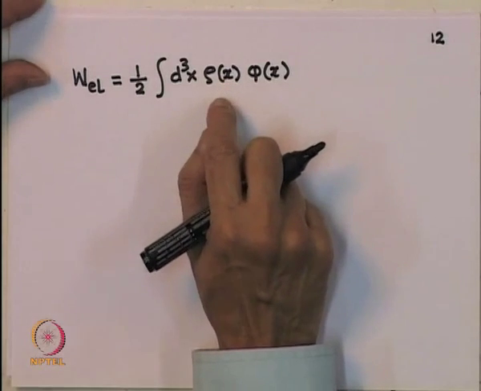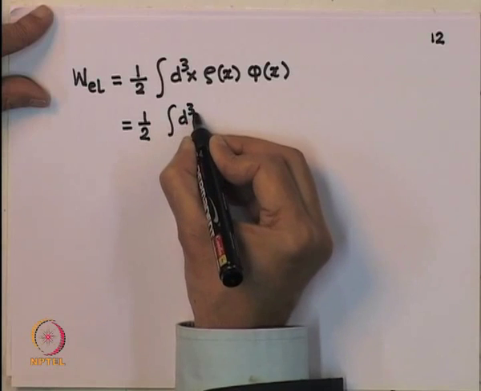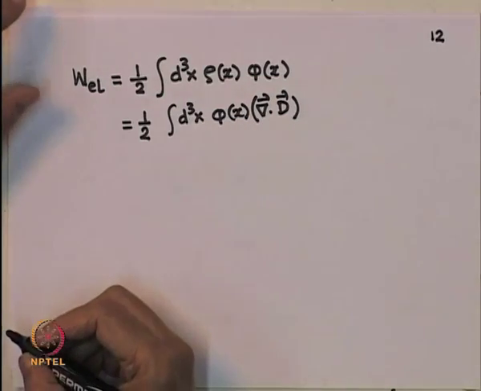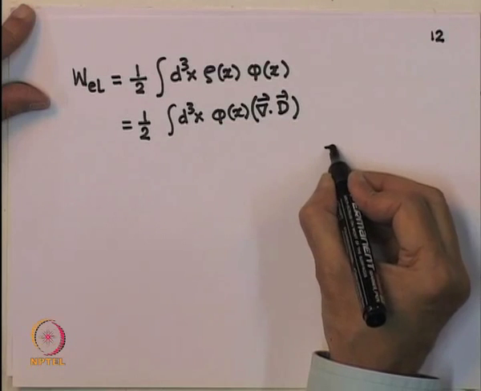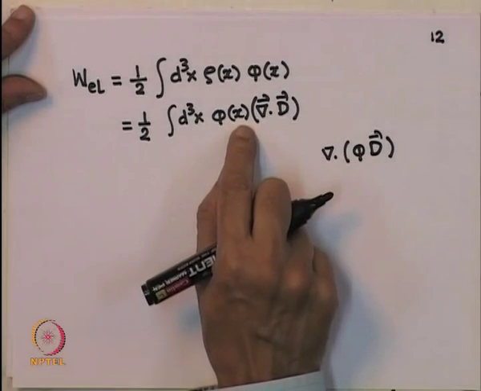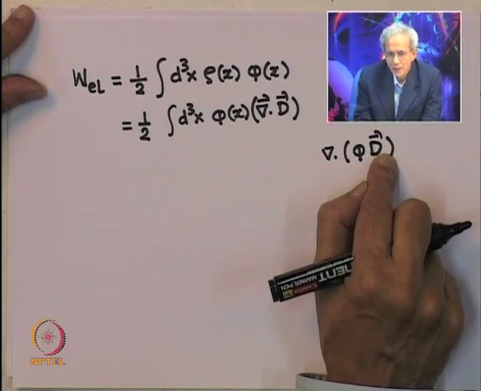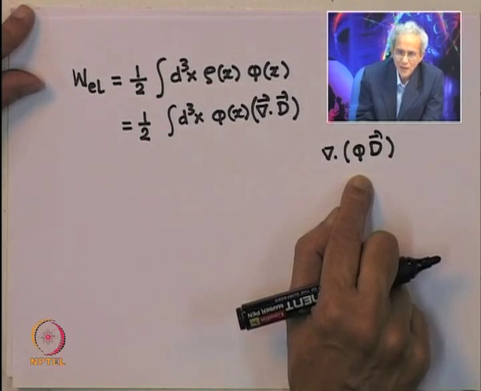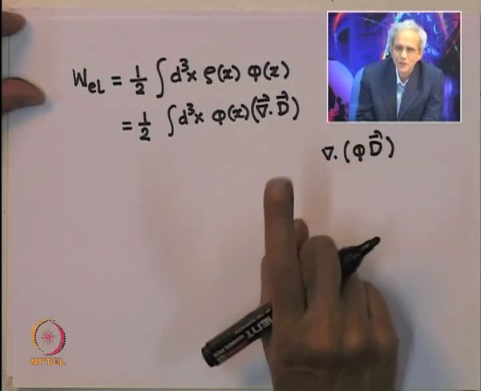And what we do is this, we write this rho of x as del dot D. So, this is equal to half of d cube x phi of x del dot D. Now, what I will do is I will change this equation using the fact that del dot of a scalar phi times vector D can be written as phi times del dot D, which is what I have here, plus grad phi dotted with D. And this term, when I integrate over the entire volume, since it is a divergence term, I can always convert this into a surface integral. And since the potential and the fields must go to 0 at infinity, the surface term will drop out.